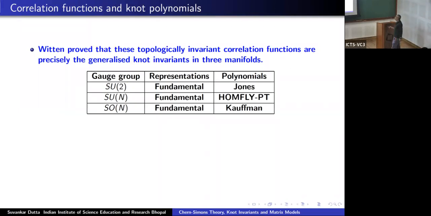Instead of SU2, if you consider SU(N) gauge theory, but all the representations on all the knots are fundamental, then you get something called the HOMFLY-PT polynomial. And so on, if you consider SO(N), but again, all the representations are fundamental, then you will get the Kauffman polynomial.